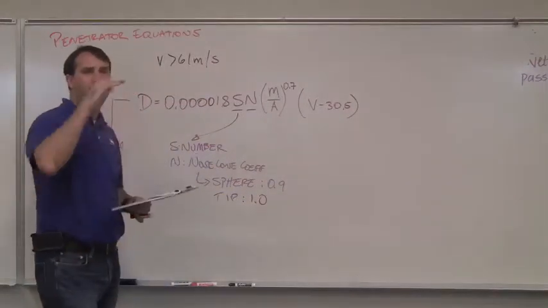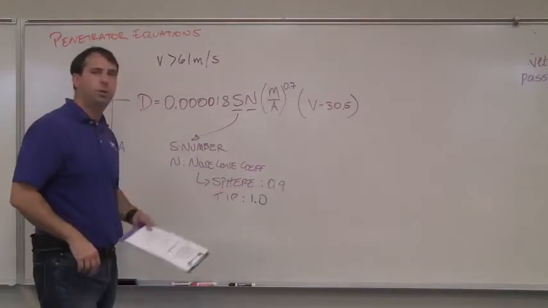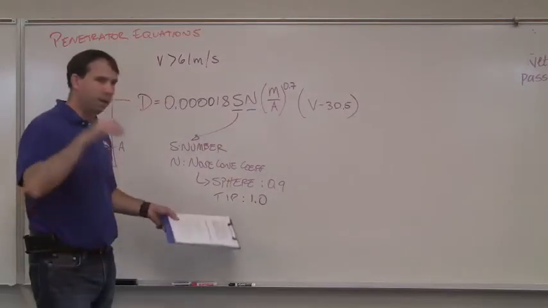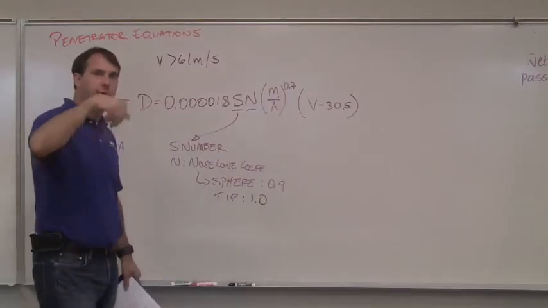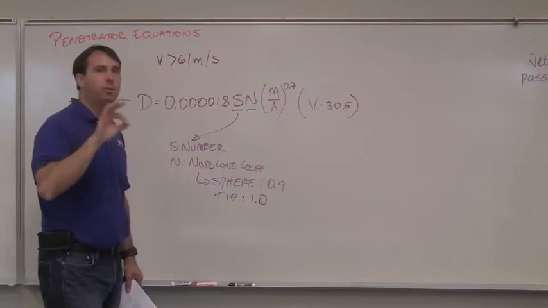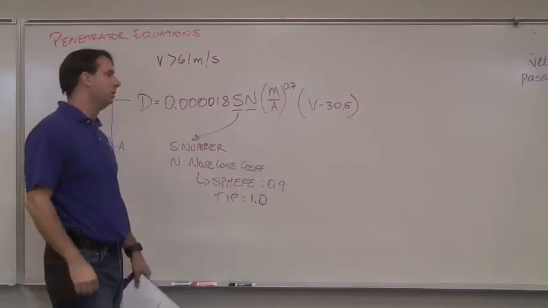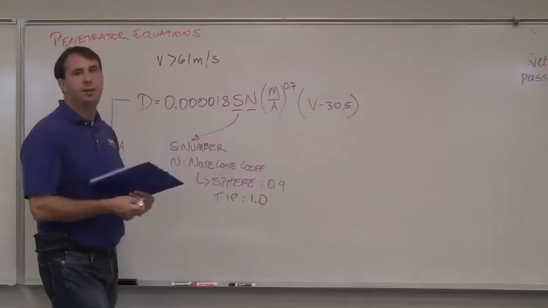You can imagine a 10% change in your depth would be a big deal sometimes. So if you have a rounded tip or a sphere, 0.9 is your nose cone coefficient. If you have a sharper tip, like an ogive or anything sharper than a round, use 1.0 for the nose cone coefficient.